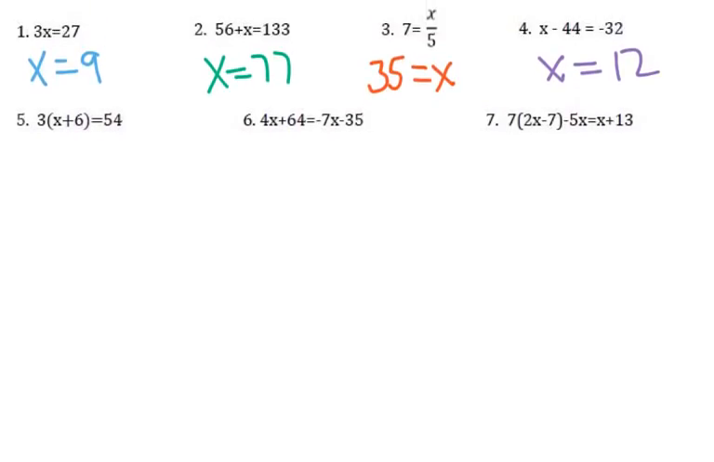Now let's take a look at number 5. Now we're getting a little more complex. Okay, so there's a few different routes we can take on this one. I'll do them both and explain both of them.